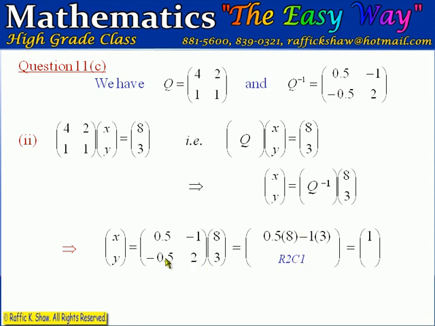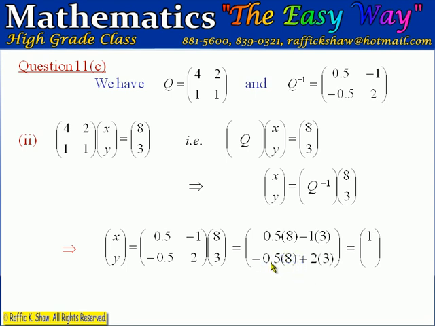And then this element here is row 2, column 1. So we multiply this row 2 by this column 1. So we are multiplying this negative 0.5 by this 8, and we are multiplying 2 by 3. We go along the row and down the column. So it's this element multiplied by this element, and this element multiplied by this element. Row 2 multiplied by column 1.